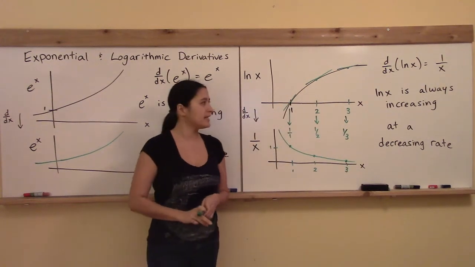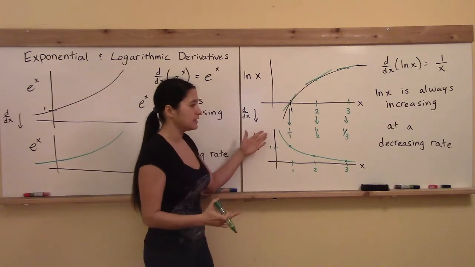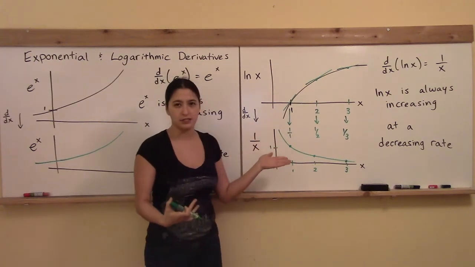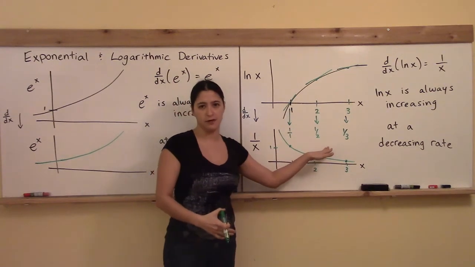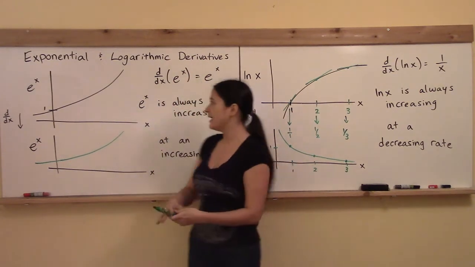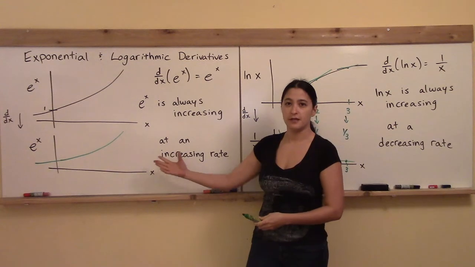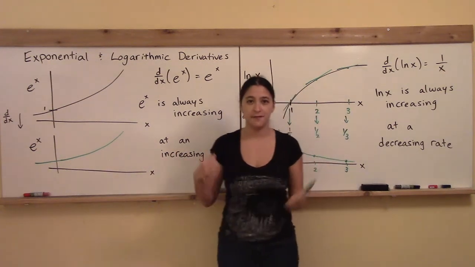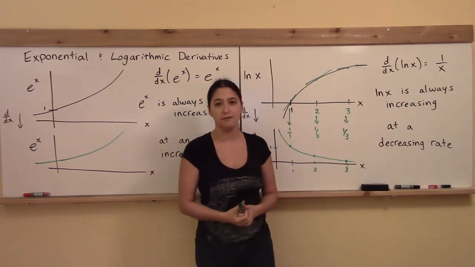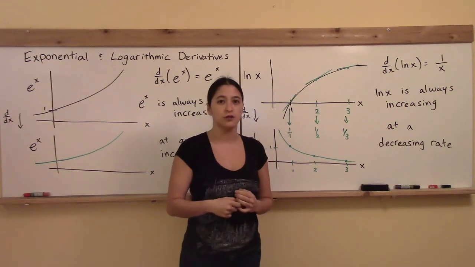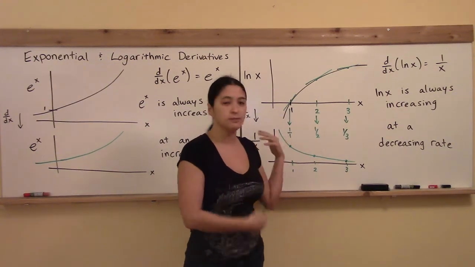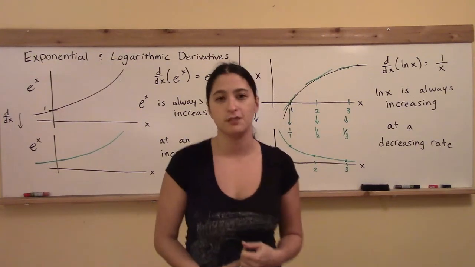So that's why I say that this function is always increasing, but the rate at which it's increasing is always decreasing. This is the slowest function that we can describe behavior with, and this is the fastest function that we can describe behavior with, and that's what makes these two functions different than our standard polynomials. In the next videos, I'll show you how we take the derivative with more complicated compositions of these two functions.